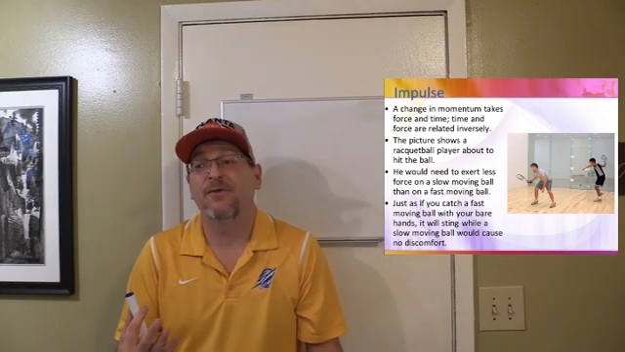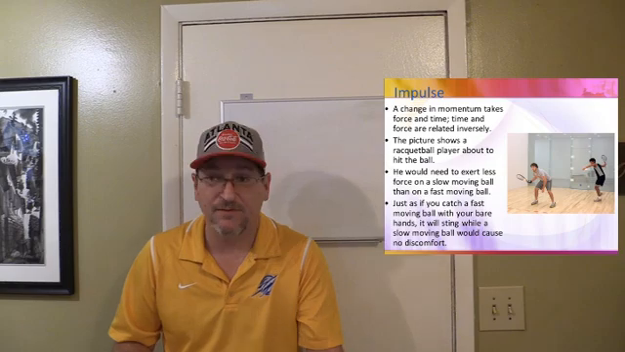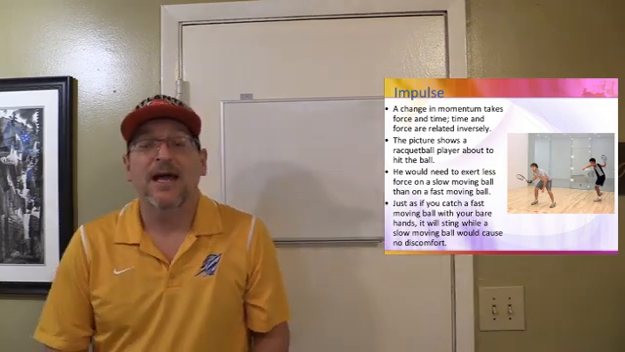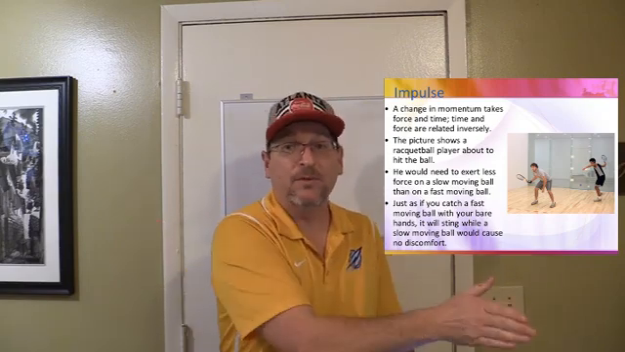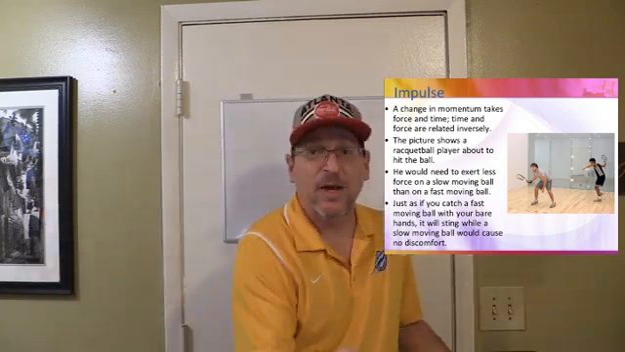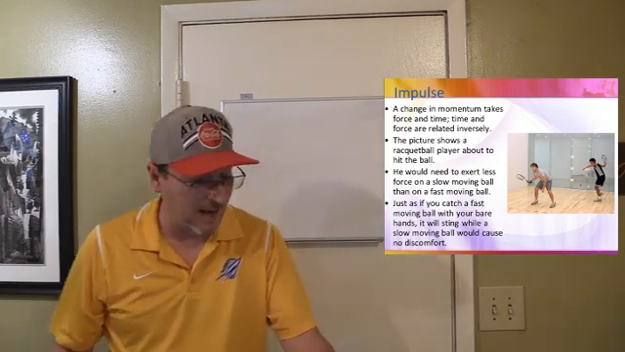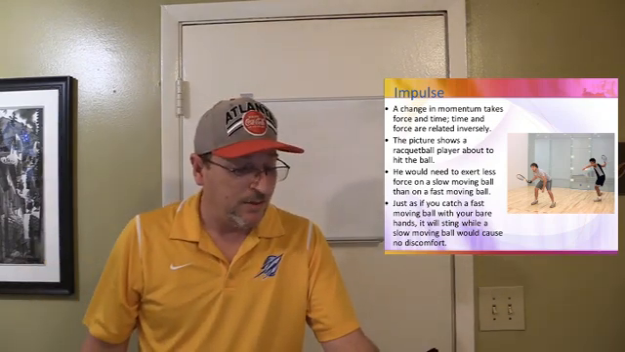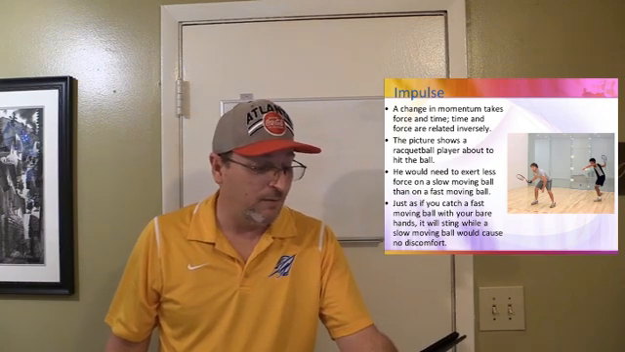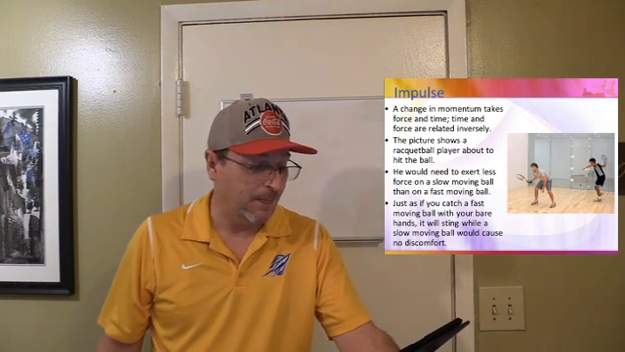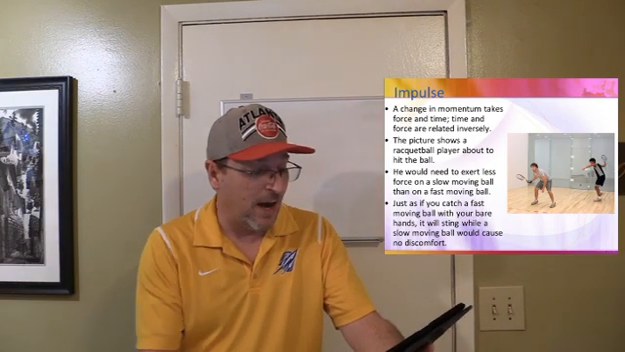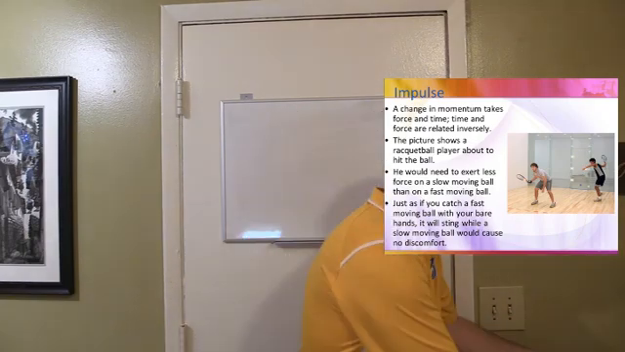Like for example, in the picture, there's racquetball players. If you take the racket and you hit it and you just bump it, you're going to have one result. But if you actually swing and you follow through with it, then you're going to have a different reaction. You could have a different velocity when the racquetball comes off of your racket. He would need to exert less force on a slow-moving ball than on a fast-moving ball. Okay? And if you catch a fast-moving ball with your bare hands, it will sting, while a slow-moving ball would cause no discomfort whatsoever.